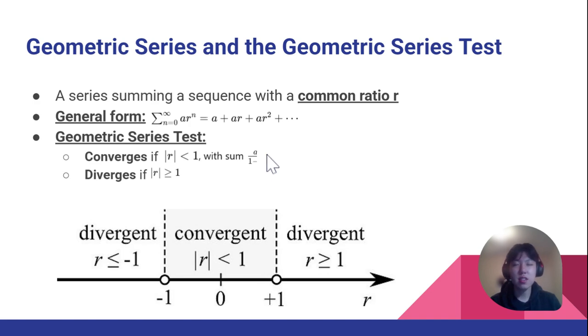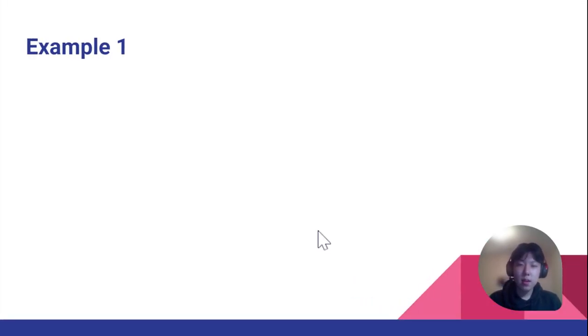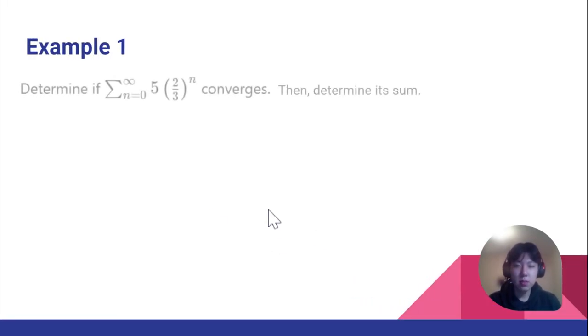I know you can't see it here because it got cut off, but r is the common ratio. So a, the first term, over 1 minus r, the common ratio. So that's the sum of a geometric series if it converges. All right, now let's look at a couple of examples.